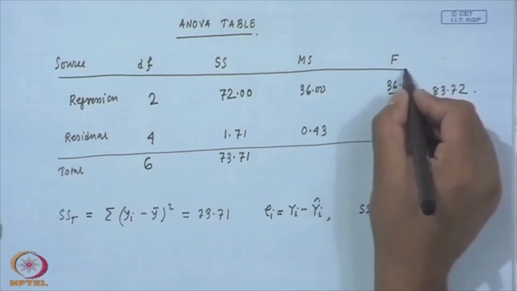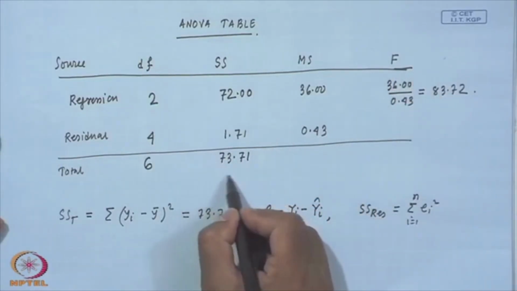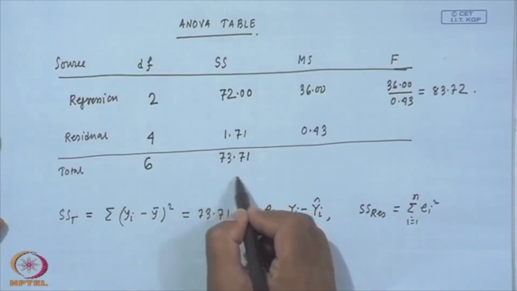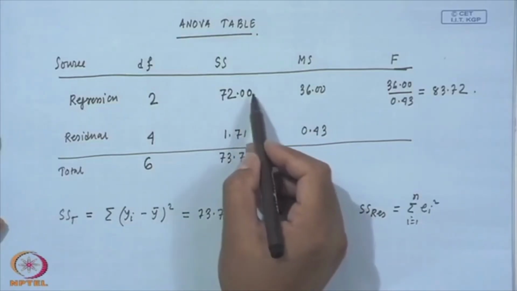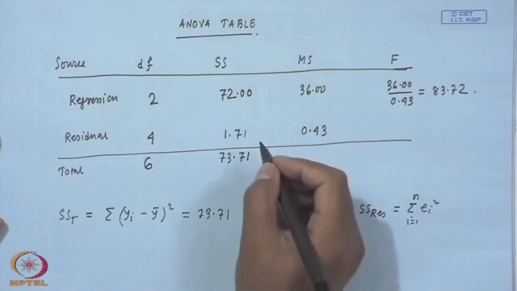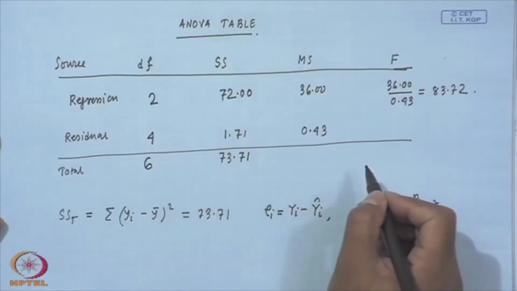So, using this F value, this is the total variability in the response about the mean, and this is the part of total variability which is explained by this model, and this is the part which remains unexplained.